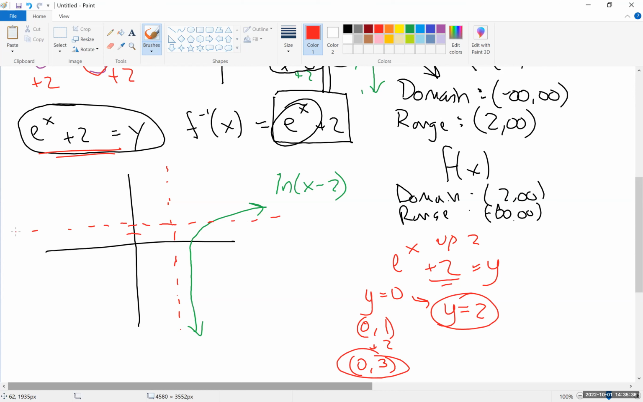I don't want to do this in red. Let's do it in blue. Dark blue, good. 0, 3 is the point that we're going to go through. This is what it's going to look like. Something like this. Okay.